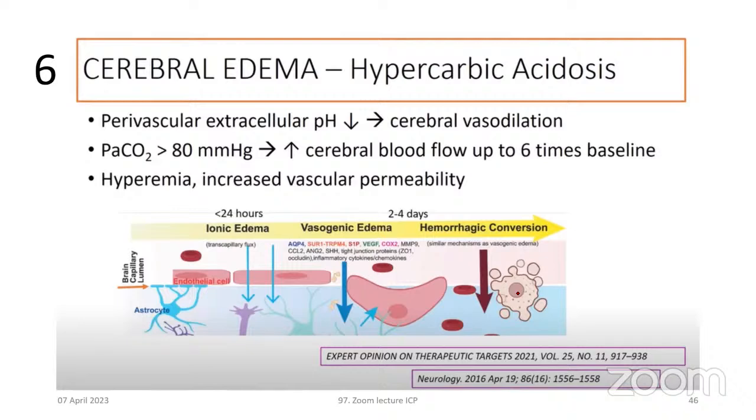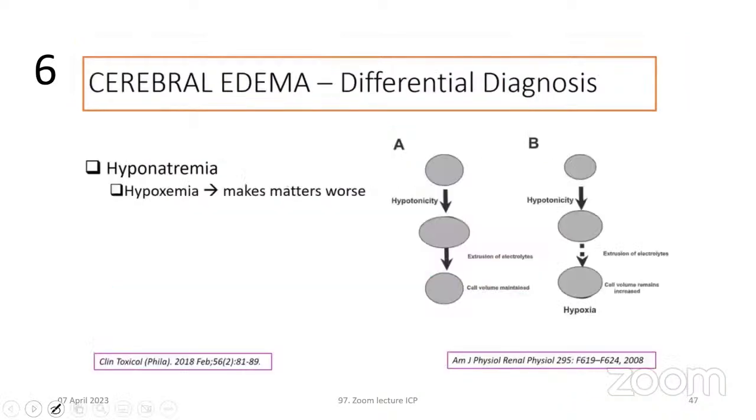Perivascular extracellular pH decreases when there is hypercarbia, and that really leads to cerebral vasodilatation. If the partial pressure of carbon dioxide is more than 80 mm of mercury, there is increased cerebral blood flow up to 6 times baseline, and that leads to hyperemia and increased vascular permeability. And so the ionic edema, vasogenic edema, and hemorrhagic conversion, all these things can happen. So that is what happens in hypercarbia.